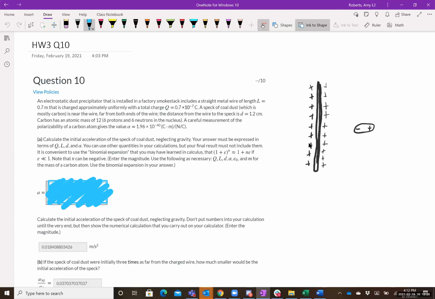It's because it's neutral. Yeah, that's what I was thinking. When the charge in the wire induces the dipole in the carbon atom, it creates an equal and opposite tug on both sides. Is that convincing, Rudra? Yeah.